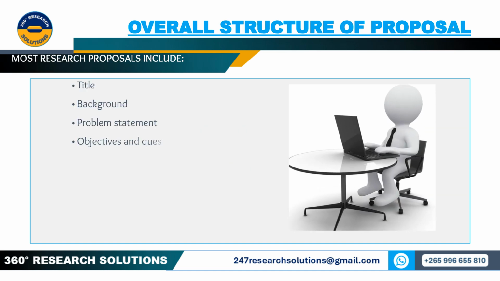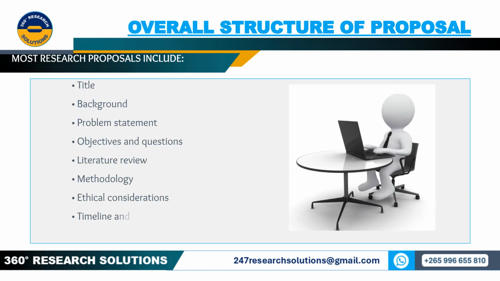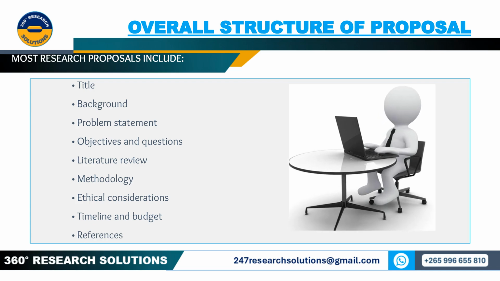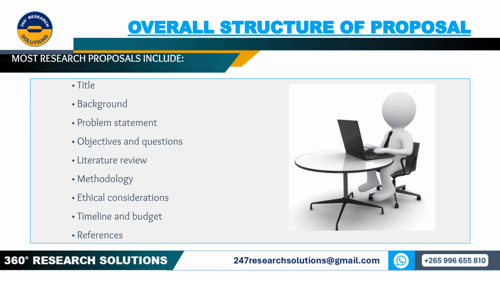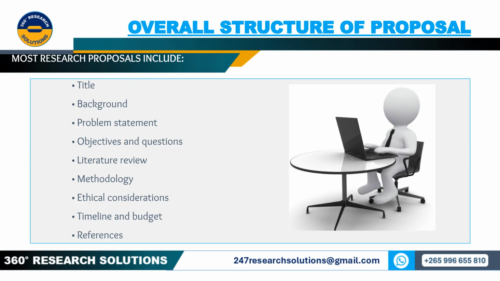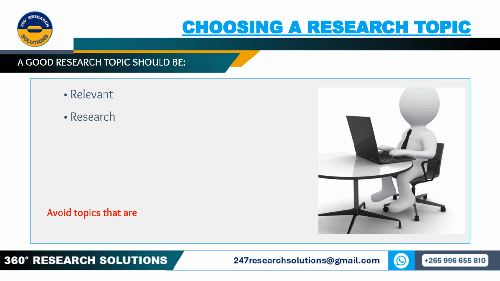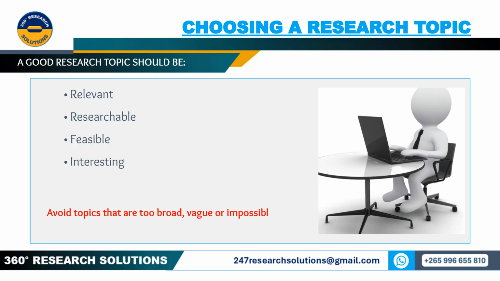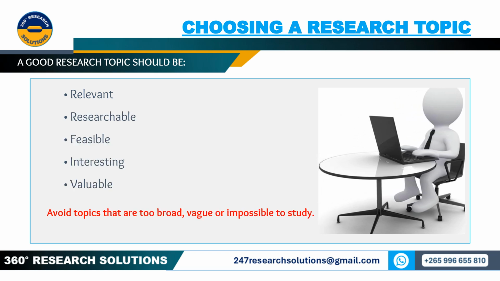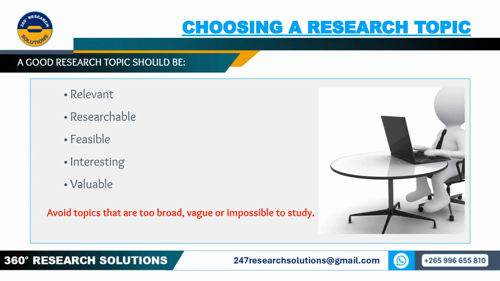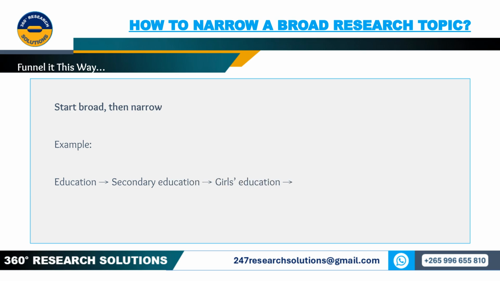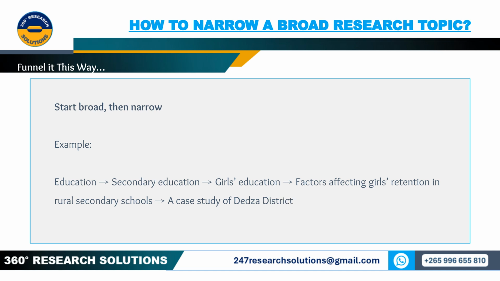Most research proposals include sections on the title, background, problem statement, objectives, literature review, methodology, ethical considerations, timeline, budget, and references. A good research topic must be relevant, researchable, feasible, interesting, and valuable. Remember to avoid topics that are too broad, vague, or impossible to study. To narrow a broad topic, start general and funnel down to specifics. For example, moving from education to factors affecting girls' retention in rural secondary schools in a specific district.